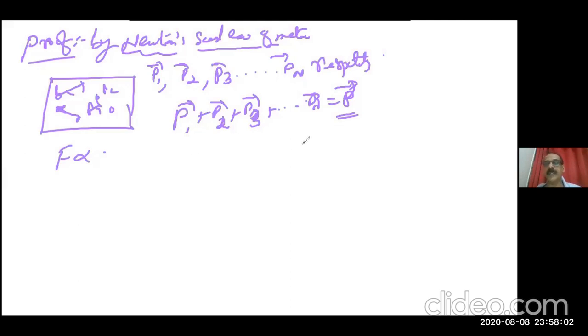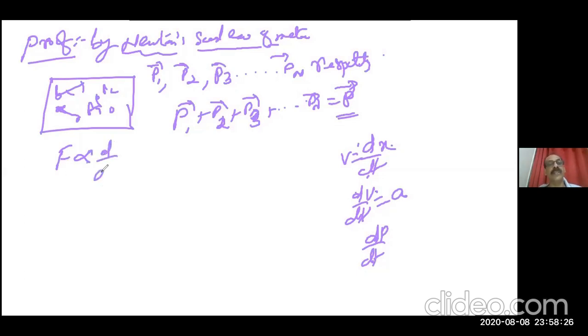Yes, sir. So here d by dt of x means what? Rate of change of position. This is called velocity. D by dt of velocity means acceleration, rate of change of velocity. Similarly, rate of change of linear momentum we can represent as d by dt of p. So we can say force is directly proportional to rate of change of linear momentum. This is the formula by Newton's second law. Bracket, you can write this symbol d by dt indicating rate of change of linear momentum. This is the way you have to read it. Rate of change of linear momentum.